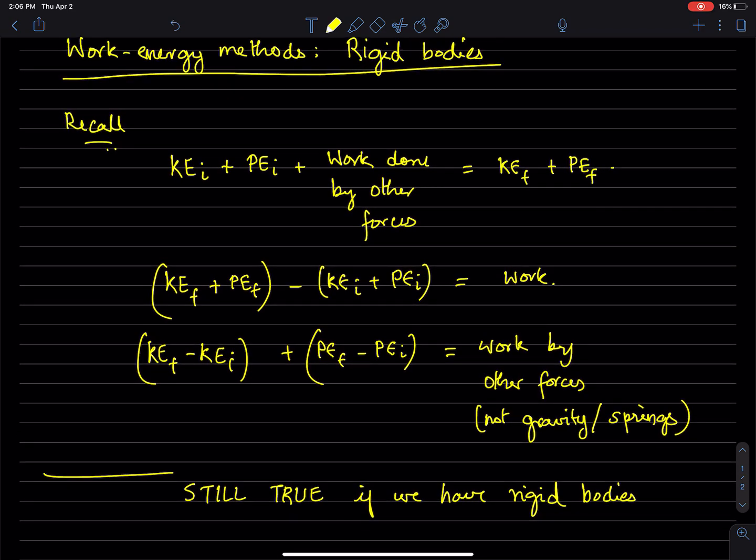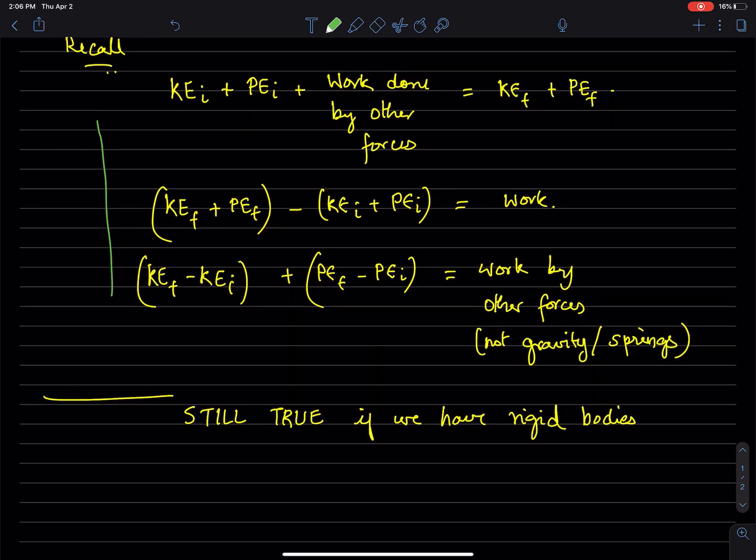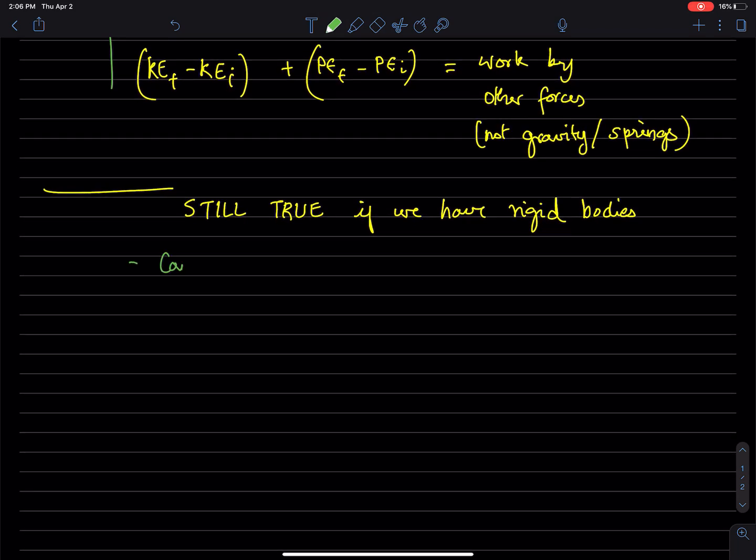And we can use these equations for the whole system or a single free body diagram. Usually we will be using them for the whole system. Can use these for the whole system, in other words, all rigid bodies or particles, or just a single free body diagram.